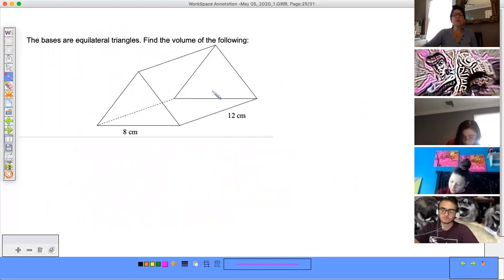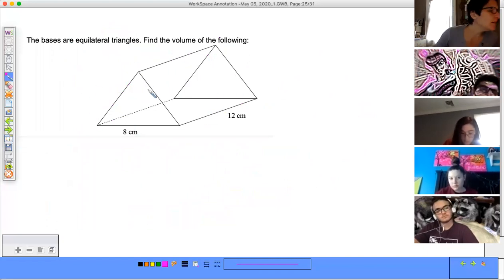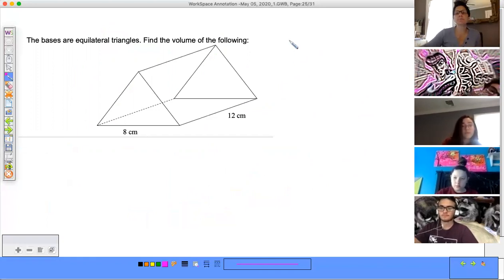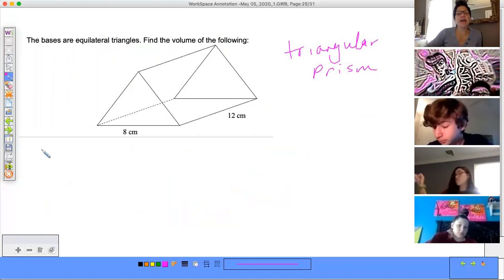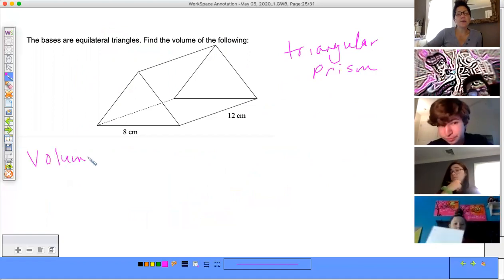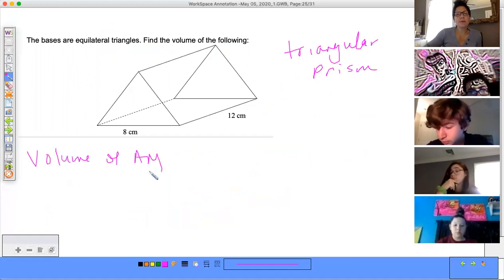But let's say that we want to find the volume of this. What is this shape called? Triangular prism. So if we want to find it, how do we get the volume of a triangular prism? Actually, how do we get the volume of any prism? Anybody want to take a crack at that?